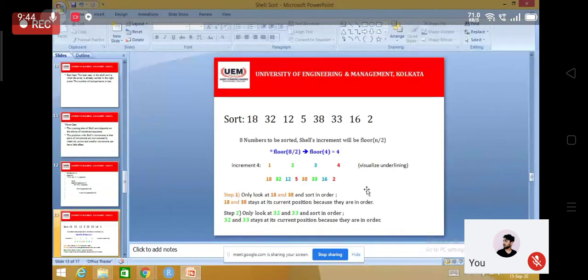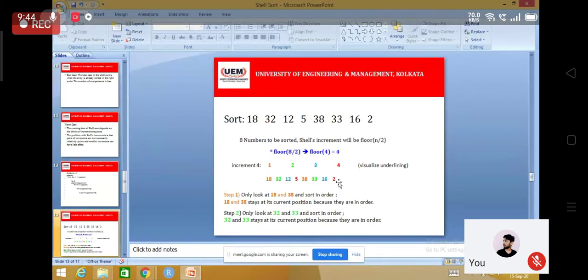Here I have used the color codes, and A0 will be compared with A0 plus 4. Fine. So 18, 38. A1 again with a gap of 4, 33. 12 again a gap of 4 with 16. 5 with a gap of 4, 2. So this way, 4 different groups can be created. No, in the same array. You are not taking the help of 4 different arrays. These are occurring in the same array itself.